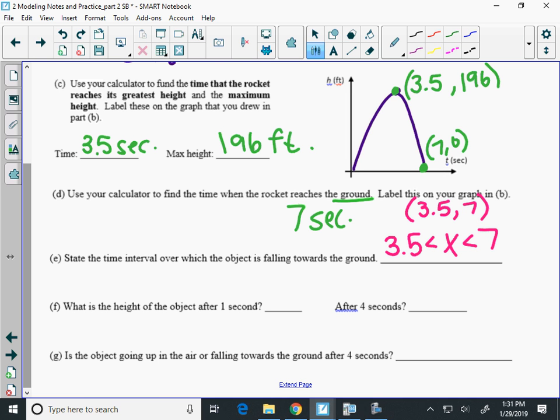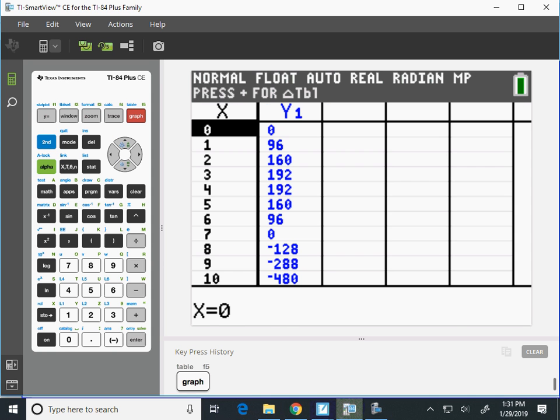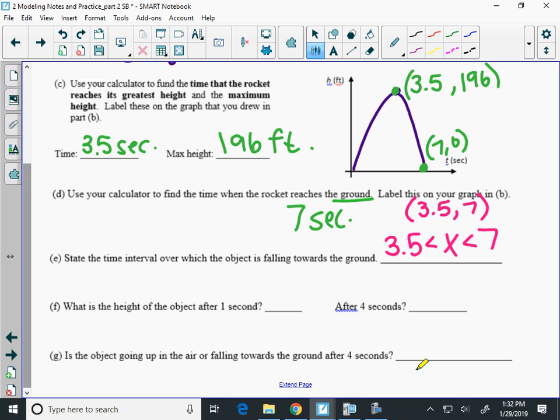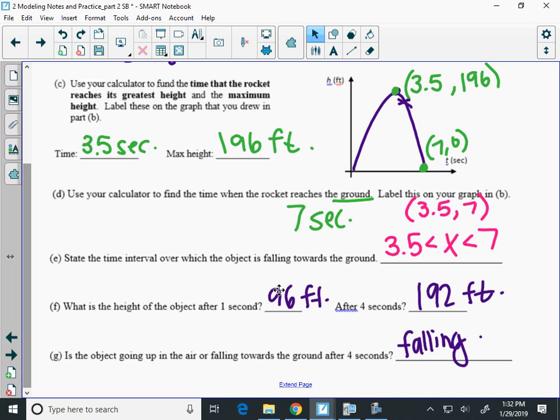Now the last couple ask what is the height after 1 second and 4 seconds. You can totally do second trace like we've been doing on the calculator. But if you get whole numbers like 1 and 4, you can also just as easily look at your table. At 1 second, you're 96 feet high, and at 4 seconds, you're at 190. After 4 seconds, are you going up or coming down? You're falling down. All right, so it took us a little bit of time.